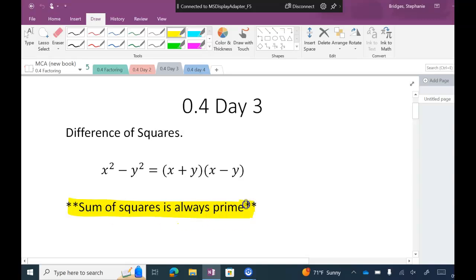This is one that tricks people all the time. If I have two perfect squares that are being added together, I cannot factor that. I can only factor two perfect squares that are being subtracted.